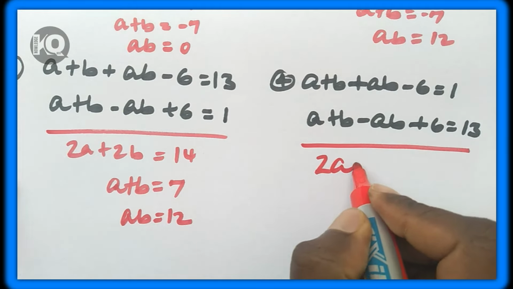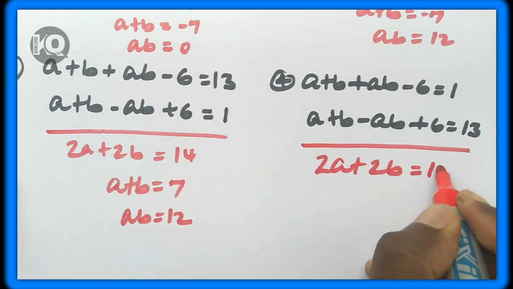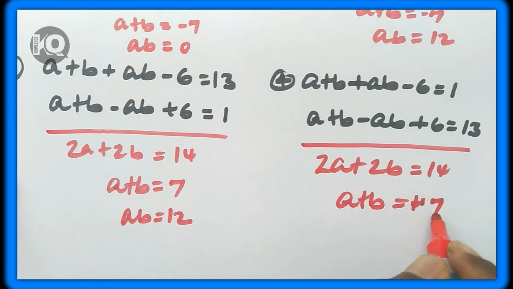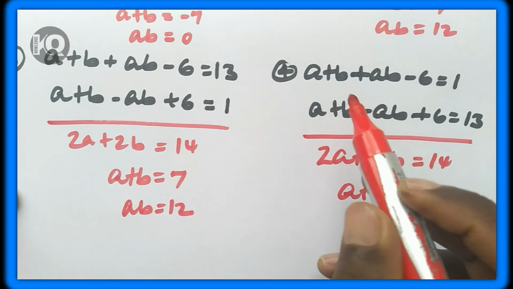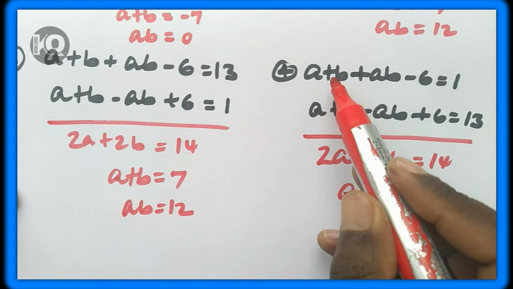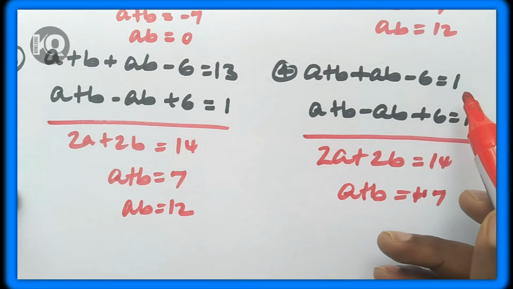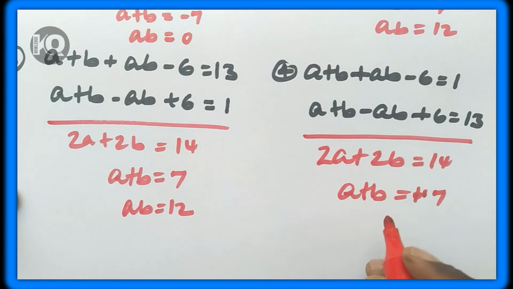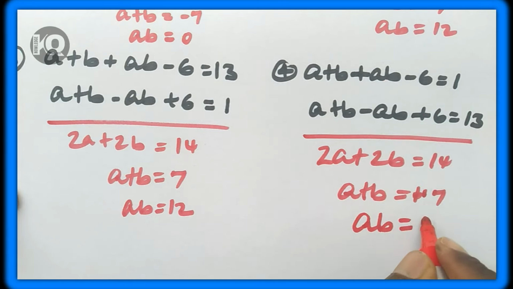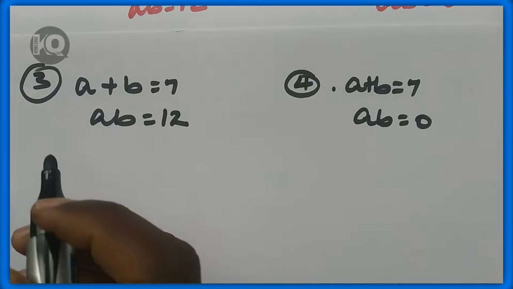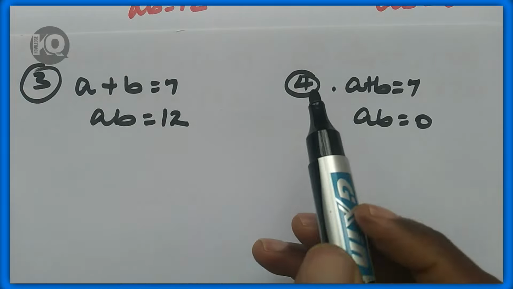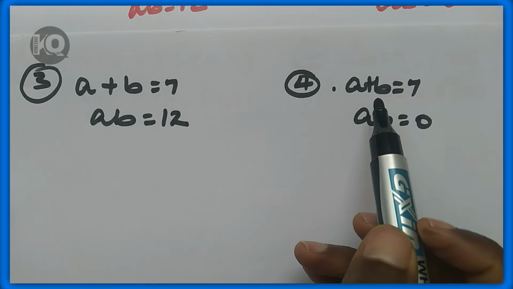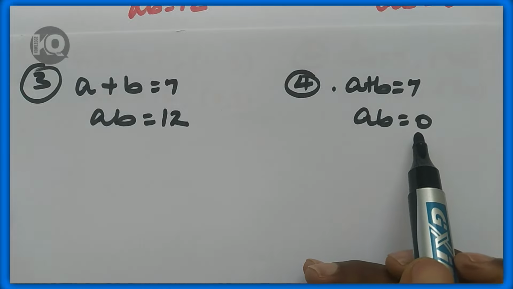Also 2a plus 2b, which is equal to 14. So a plus b also is 7, and let's substitute 7 into one of these equations. So 7 plus ab minus 6, which is equal to 1. So 7 minus 6, that's 1. So ab will be 0. So from possibility 3 and also possibility 4, we do have a plus b 7, ab 12, and also a plus b 7, ab 0.